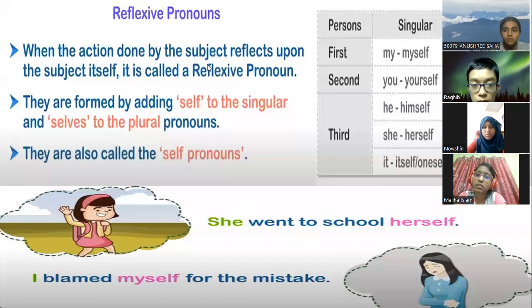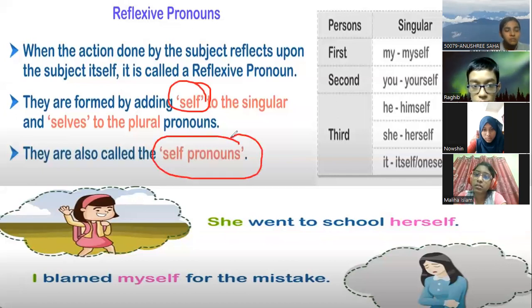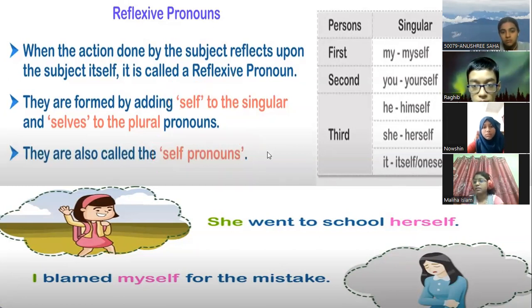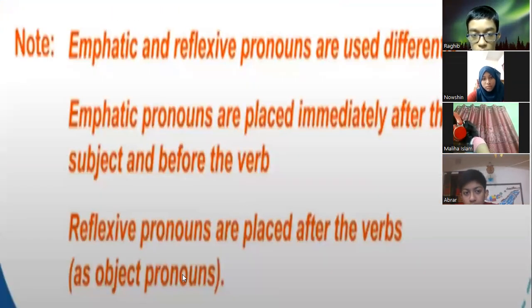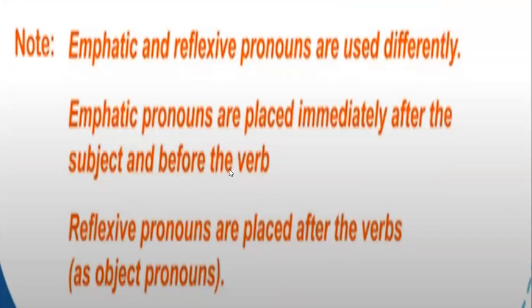Okay, let me go with reflexive. In reflexive, see, everywhere the word self is there. It's also called self pronouns, and the word selves too. Again in emphatic, see, the word self is there. Then how do we understand that this is emphatic and this is reflexive? The point is that emphatic pronouns are placed immediately after the subject and before the verb. That means it sits exactly after the subject, and reflexive pronouns are placed after the verb. One is placed after the verb, the other before the verb, but immediately after the noun.